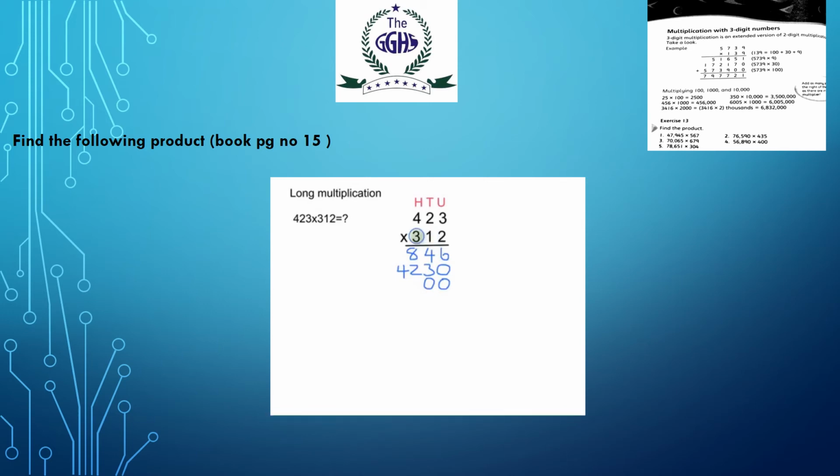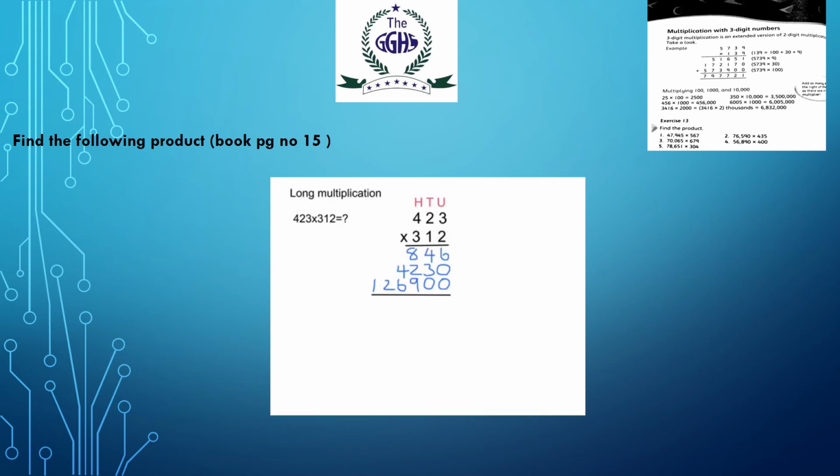I can now multiply the 3 with the 3 units, which gives me 9, and I can multiply it with the 2 tens, which gives me 6, and finally multiply it with a 4, which gives me 12. All that remains for me is to do a normal addition sum.